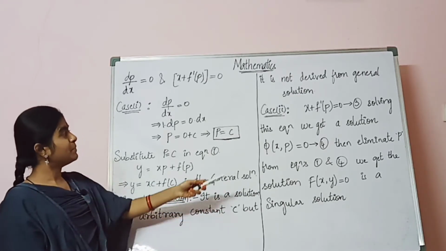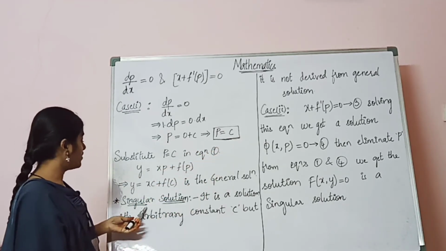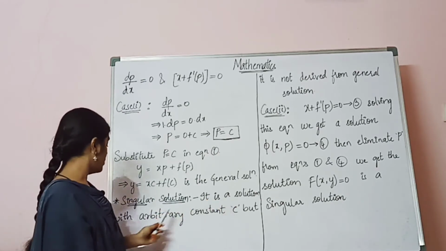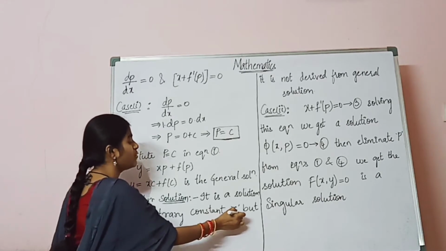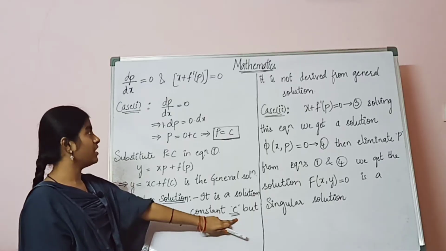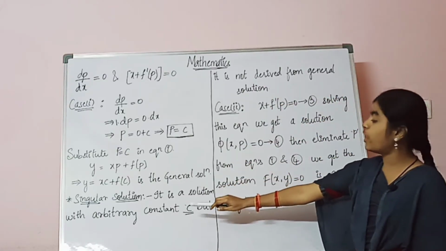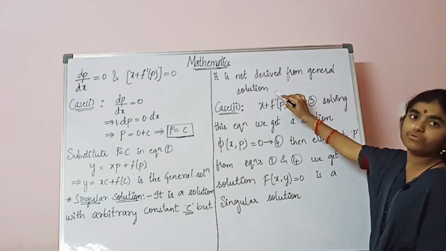Now before going to case 2, let us know one definition: singular solution. A singular solution is a solution with an arbitrary constant c, but it is not derived from the general solution.